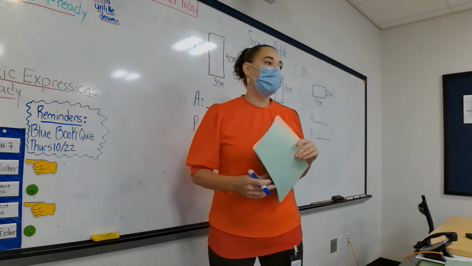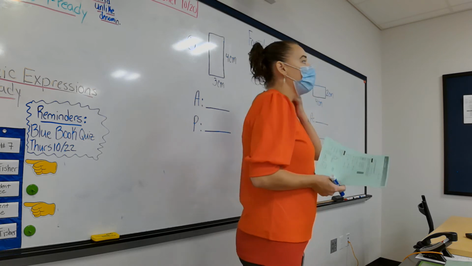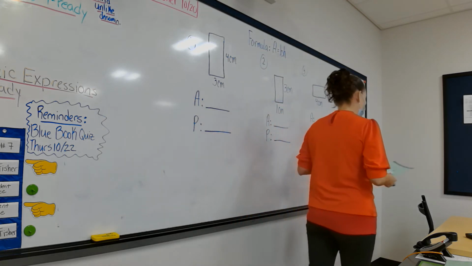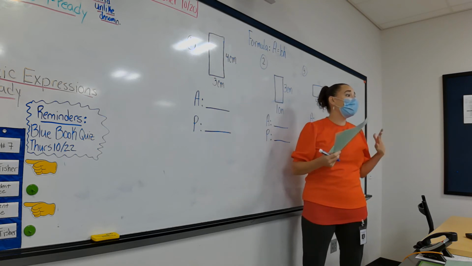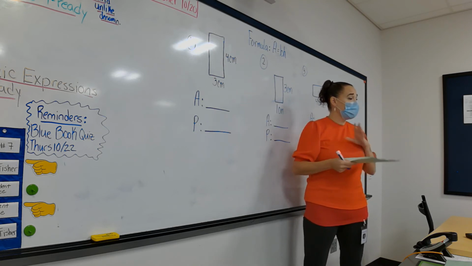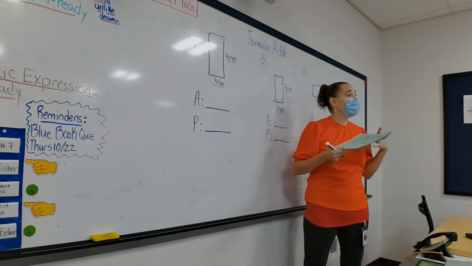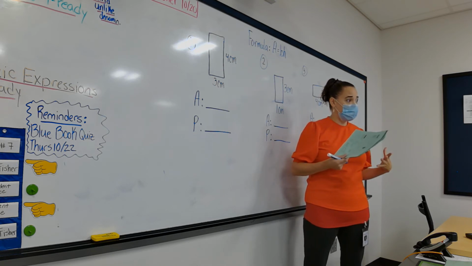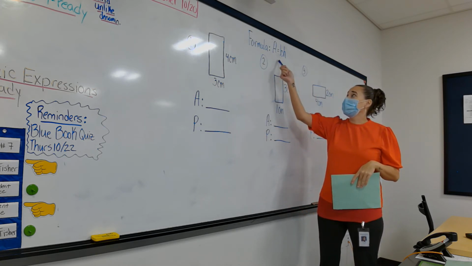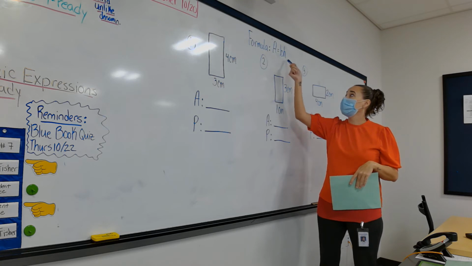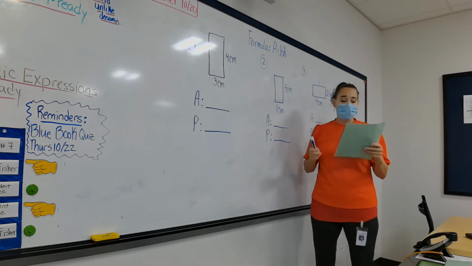So let's take a look at the first one, okay? So remember for area, I put the formula right up here, and on your assessment, I give you all formulas. So for every assessment, if there's a formula you need to know, I will give it to you, and you're always allowed to use your calculators, okay? So, formula for area is base times height, okay?